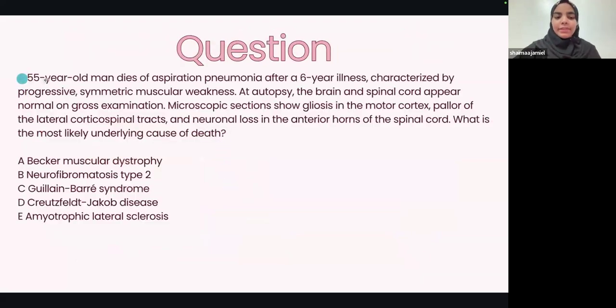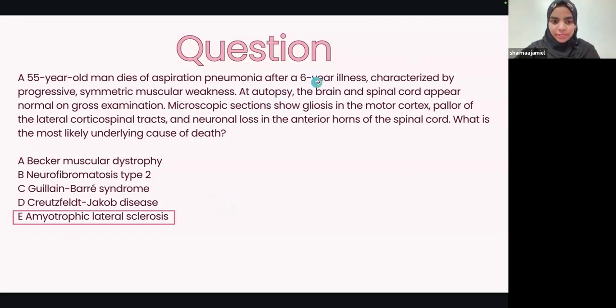Next question. A 55-year-old man dies of aspiration pneumonia after a 6-year illness, characterized by progressive symmetric muscular weakness. At autopsy, the brain and spinal cord appear normal on gross examination. Microscopic section shows gliosis in the motor cortex, pallor of the lateral corticospinal tract, and neuronal loss in the anterior horns of the spinal cord. What is the most likely underlying cause of death? So I see E, ALS. That is correct.